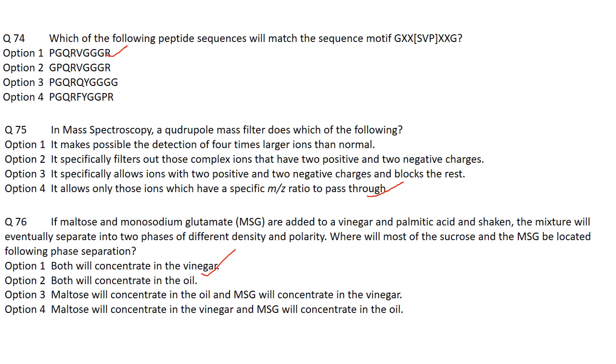So both maltose and sucrose and MSG are insoluble in palmitic acid. So they will be concentrated in the vinegar. Okay. So the answer is option 1. Both will concentrate in the vinegar. Answer is option 1.